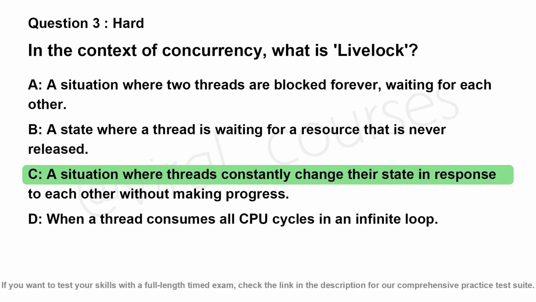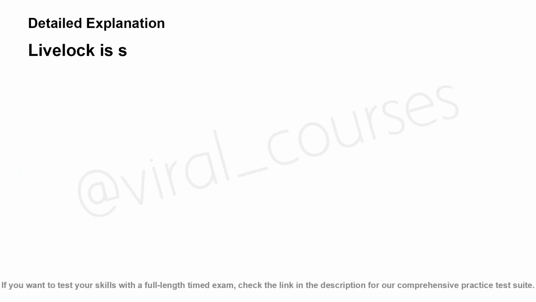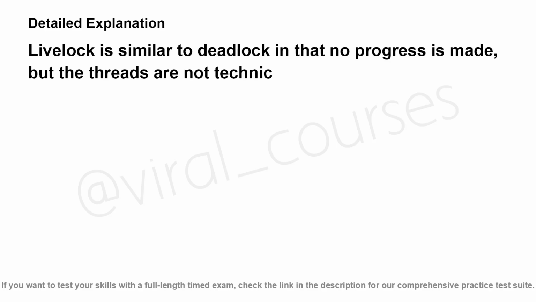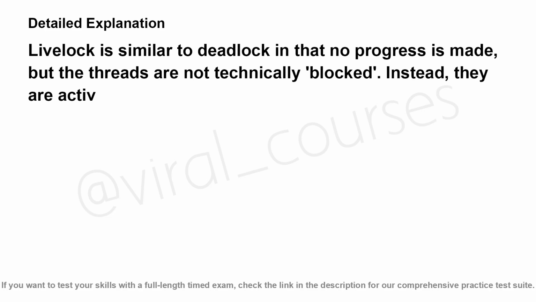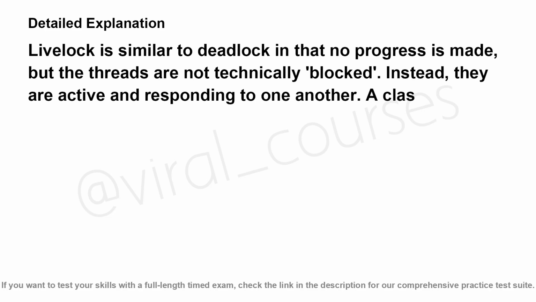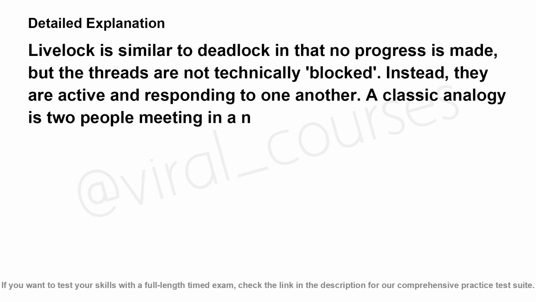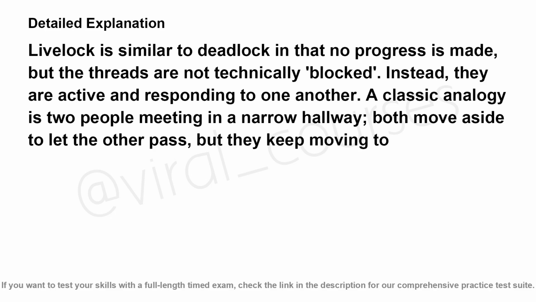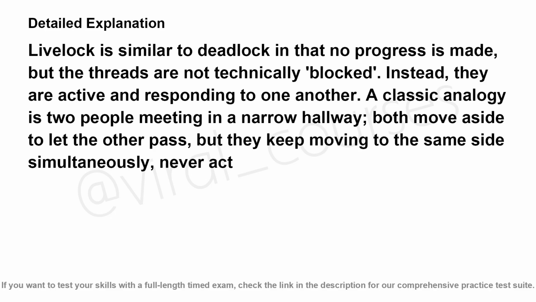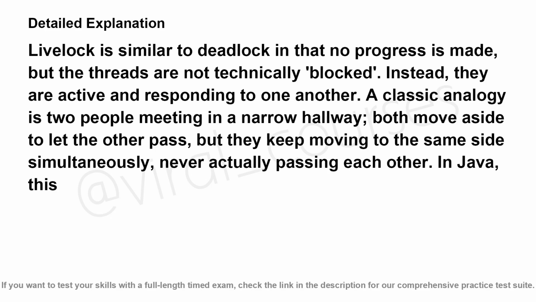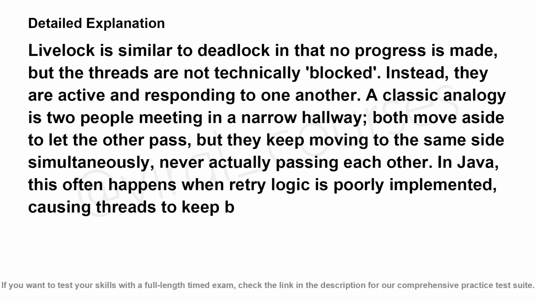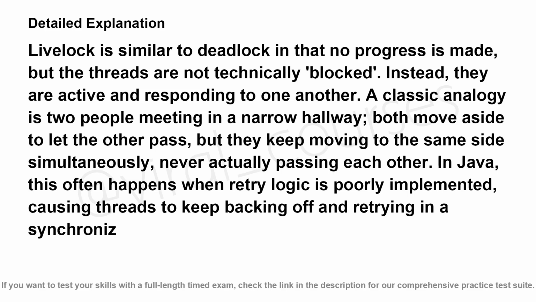The correct answer is C. Livelock is similar to deadlock in that no progress is made, but the threads are not technically blocked. Instead, they are active and responding to one another. A classic analogy is two people meeting in a narrow hallway. Both move aside to let the other pass, but they keep moving to the same side simultaneously, never actually passing each other. In Java, this often happens when retry logic is poorly implemented, causing threads to keep backing off and retrying in a synchronized loop that never completes.